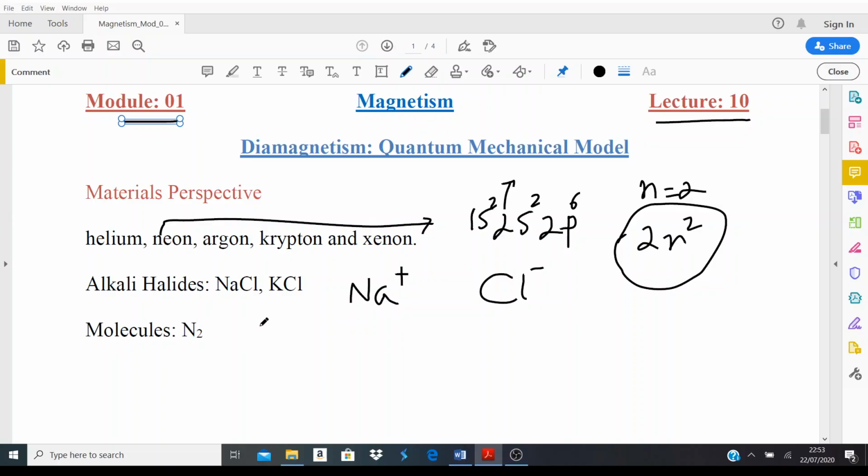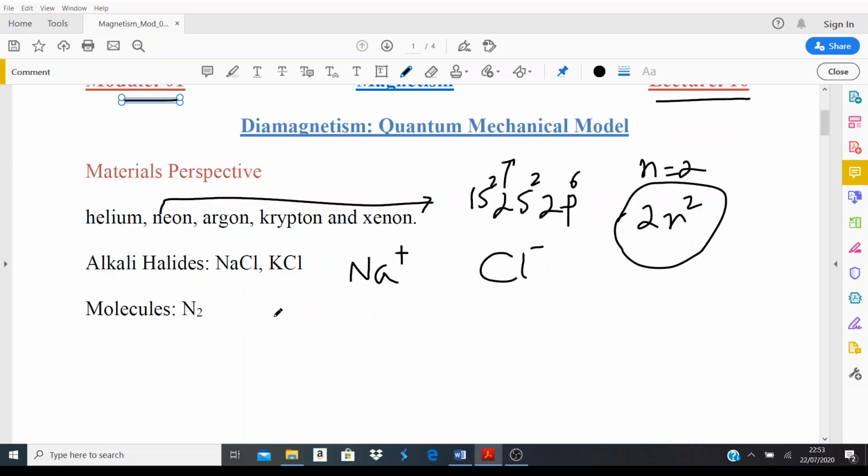And also, for example, in molecules like nitrogen, which has 7 electrons. If we look at the electronic structure, 1s2, then 2s2 and 2p3, right? So we have 5 in the outer shell, but we need another 3. So usually another nitrogen atom shares these 3 electrons and then the outer shell becomes closed, right?